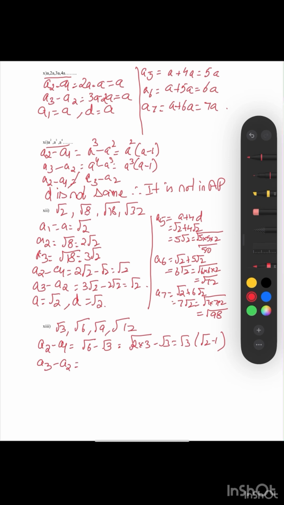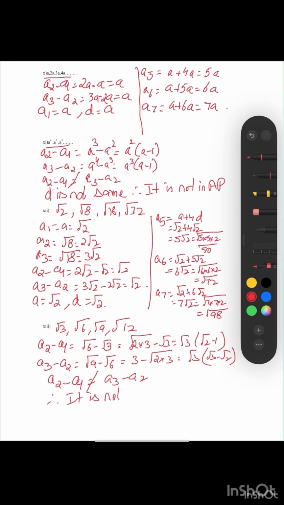Similarly, A3 minus A2 will become under root 9 minus under root 6. Now under root 9 can be written as 3 and under root 6 can be written as under root 2 into 3. So taking out root 3 common, I would be left with under root 3 minus under root 2. Since the difference between two terms is not the same, A2 minus A1 is not equal to A3 minus A2. This series is not in AP.